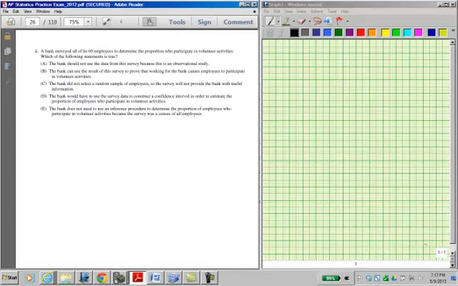For 4, the only possible answer is that the bank does not need to use an inference procedure because it's a census. They surveyed all 60 employees.